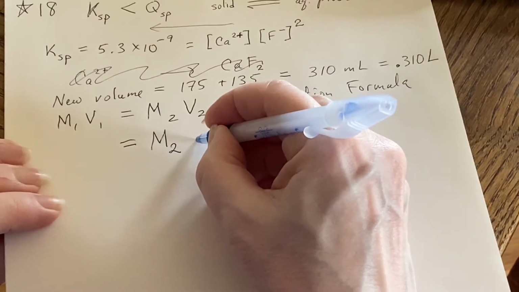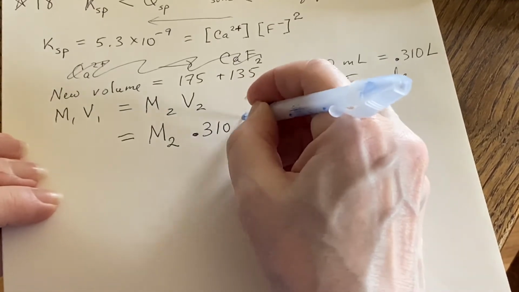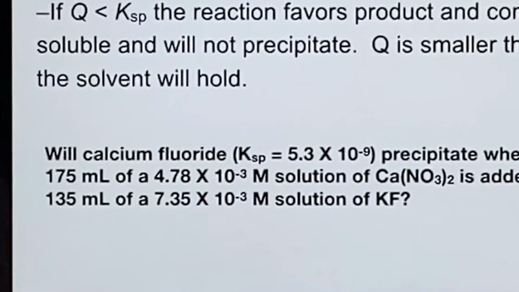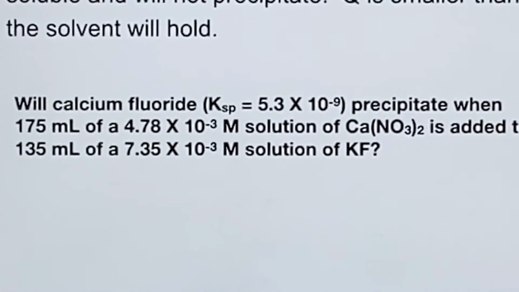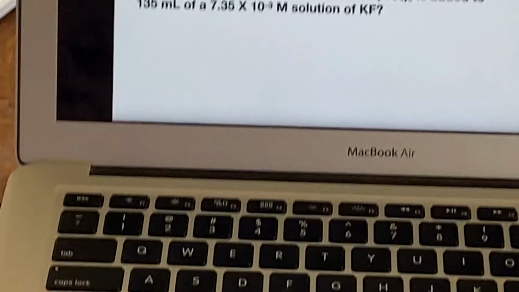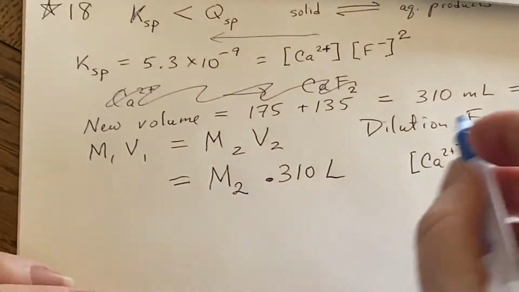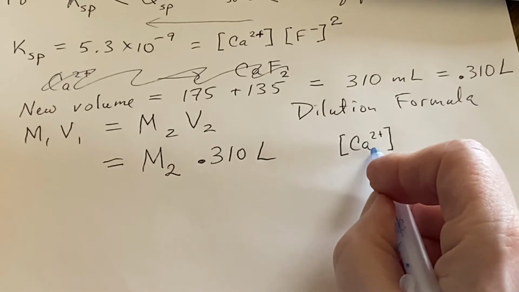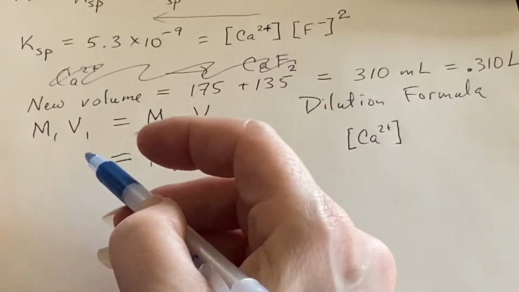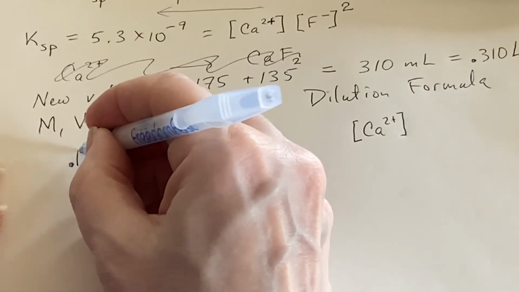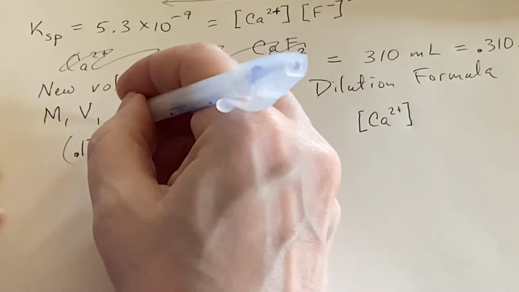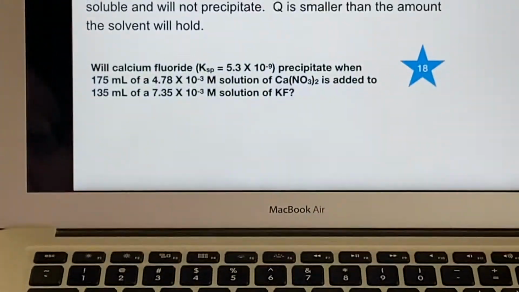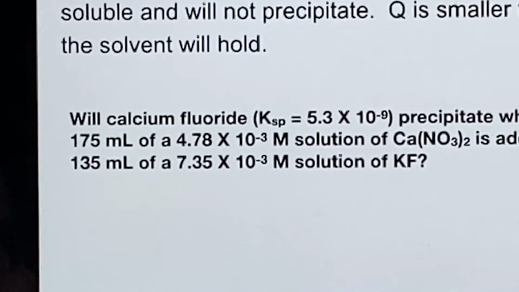V2 here, though, is the 0.310 liters. My old volume, well, it depends on which one of the two that I'm doing, right? But I'm going to be doing this twice. I'll be doing it once for the calcium, and once for the fluoride. So in terms of the calcium, the original volume was the 0.175 liters, and the original molarity was 4.78 times 10 to the negative third molar.